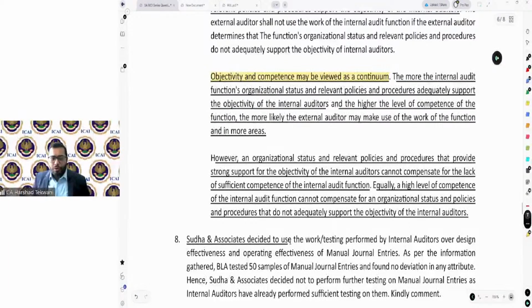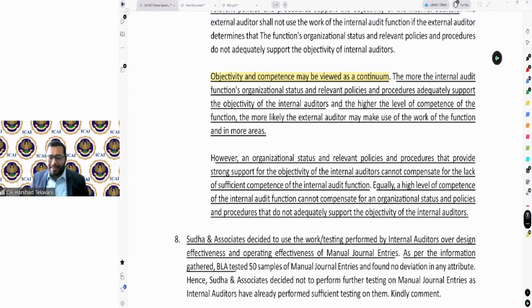Sudha and Associates decided to use work or testing performed by internal auditors over the design and operating effectiveness of the manual journal entries. As per the information gathered, BLA, that's Borderline Advisories, the internal auditor, tested 50 samples of manual journal entries and found no deviation in any of them.